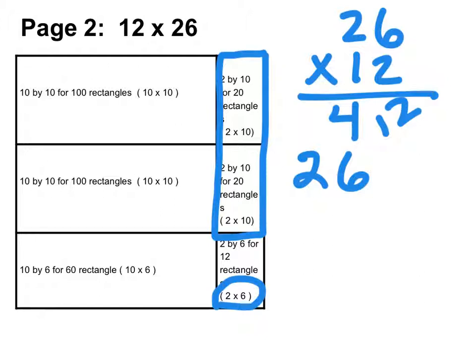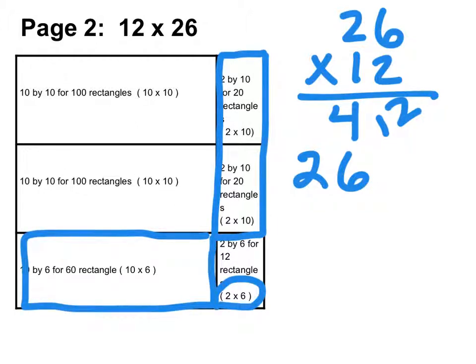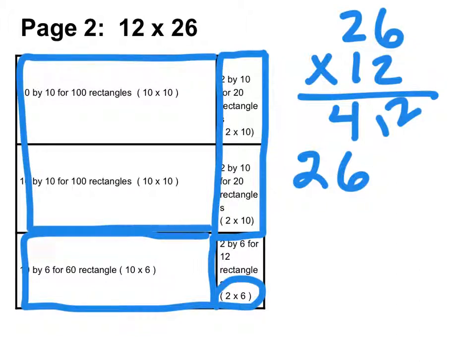Then we did 1 times 6. Well, the 1 was really a 10, so that's 10 times 6. So that's this part of my rectangle. And then the last piece was the 10 times 20, the 1 times 2, which is really the 10 times 20. And if I look at my picture again, that is this section.